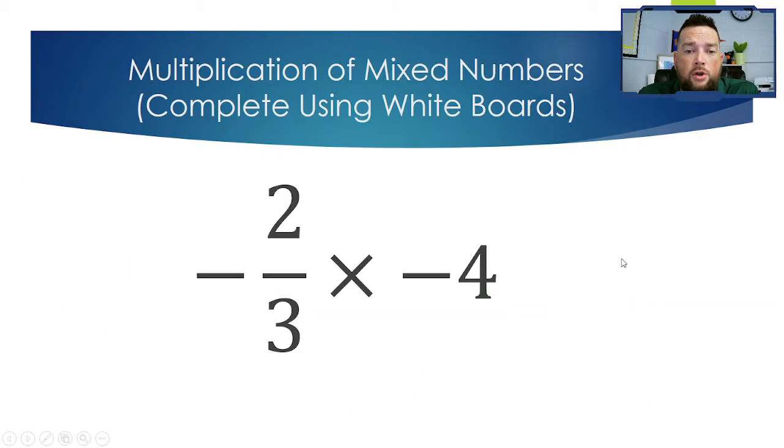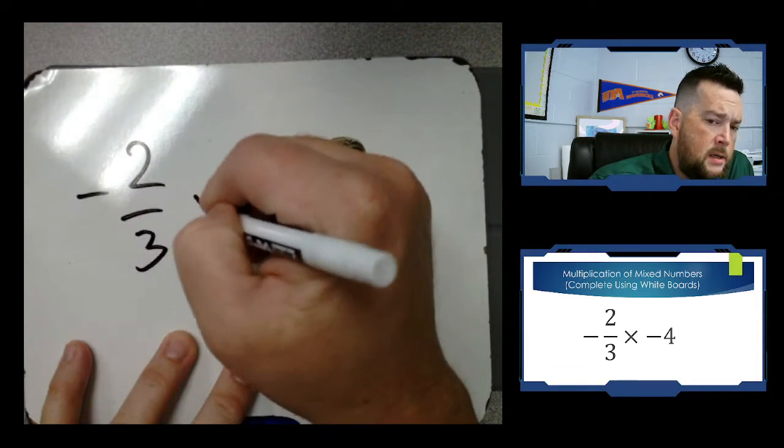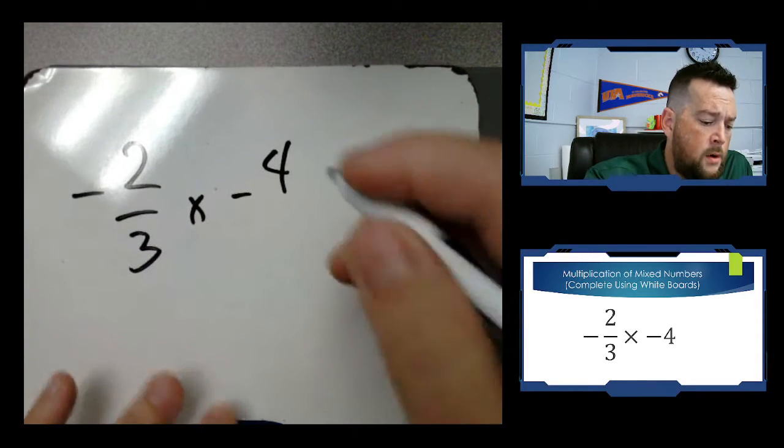All right, why don't you go ahead and try this one. Pause this, try it, and then come back and get the answer. All right, so we've got -2/3 times -4.